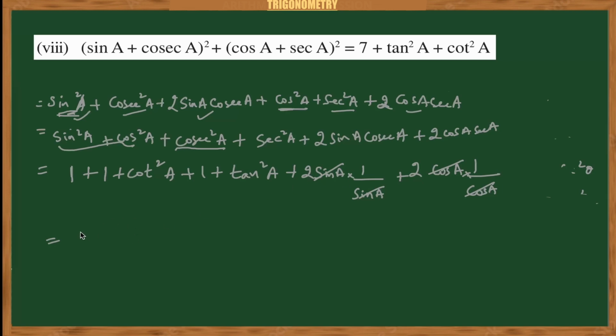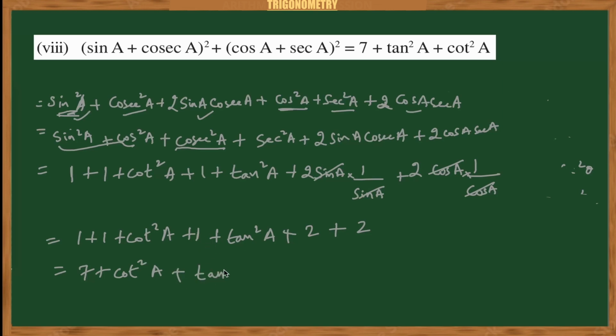Let's simplify further. 1 plus 1 plus cot square a plus 1 plus tan square a, plus the remaining, this is cancelled, 2 plus the remaining 2. So here 1, 2, 3, 4, 5, 6, 7, plus we've got the digits here. So now 1. What is remaining? Cot square a plus tan square a. This is done, this is done.